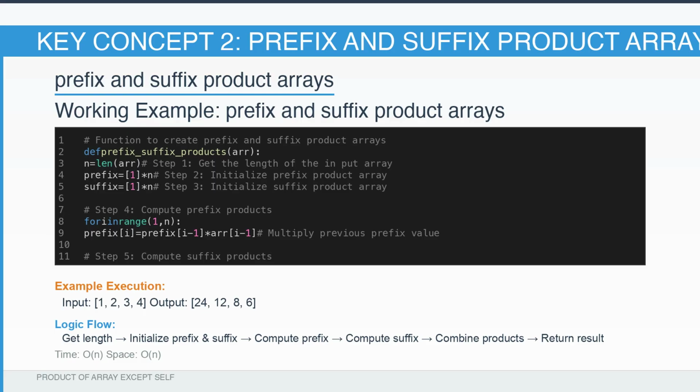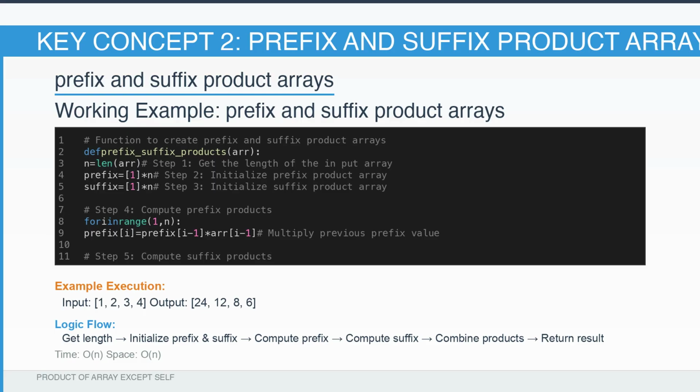After that, we move to suffix products. Starting from the second to last element, each position in the suffix array is filled by multiplying the next suffix value with the corresponding element in the input array. This builds a cumulative product from the right side. Finally, we combine these two arrays. For each index, we multiply the corresponding values from prefix and suffix to get the final result. This approach allows us to find the product of all elements except the current one without using division, making it efficient and straightforward.